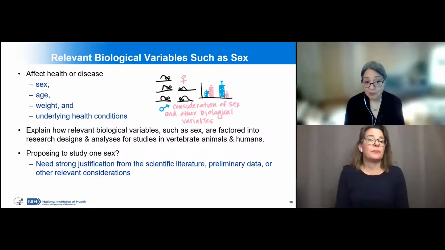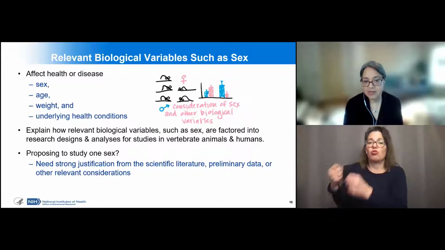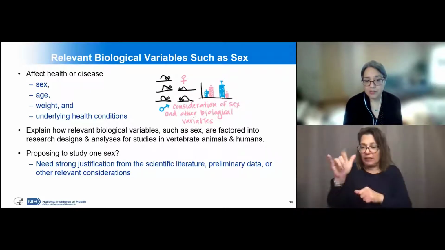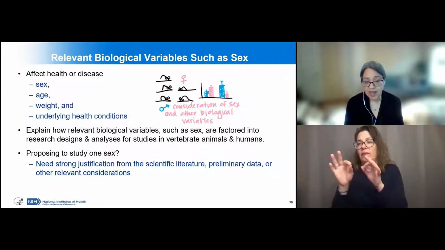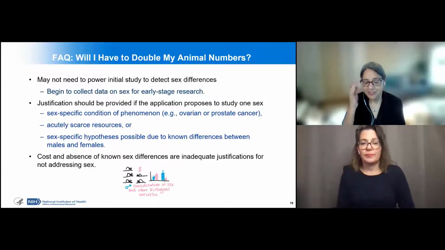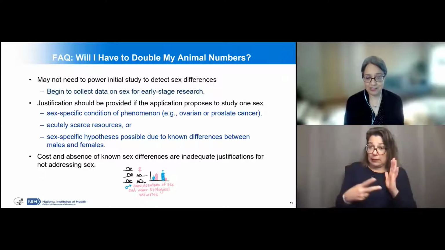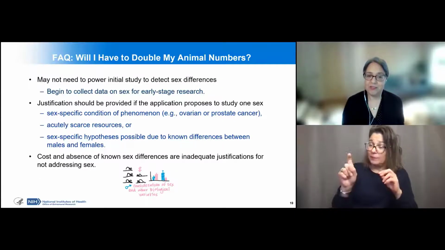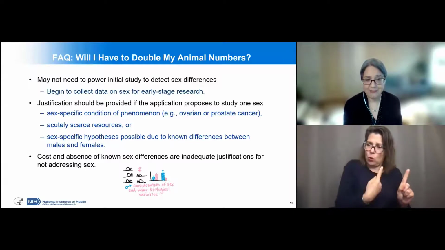Now, you can propose to study one sex, but you will need to provide a strong justification from the scientific literature, some preliminary data, or other relevant considerations if you're going to do that. Okay, so the frequently asked question around this is, will I have to double my animal numbers? Maybe I was previously doing all my studies in male mice, and now do I need to have male and female?